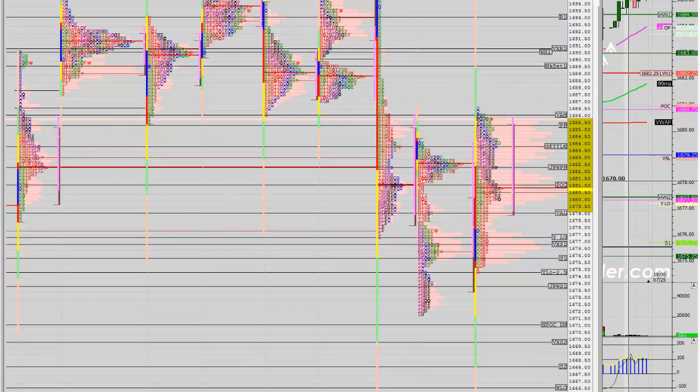So you can see how we spent a fair amount of time balancing through a number of both day type and overnight sessions here, between the 1695.50 area-ish all the way down to about 1687. So you can see all this. I'm not going to draw any lines on this because it's a pain erasing them, but you can kind of see the prices of these areas.